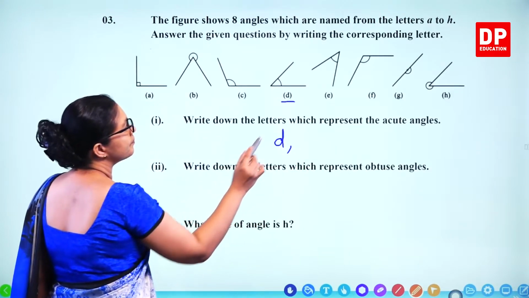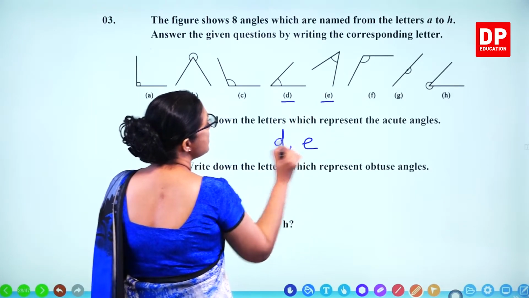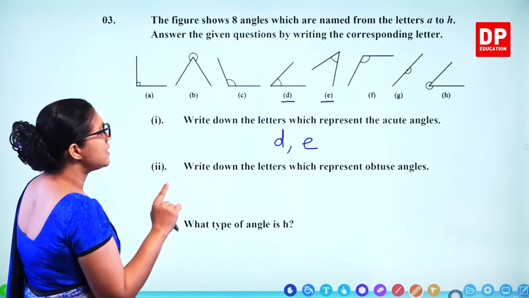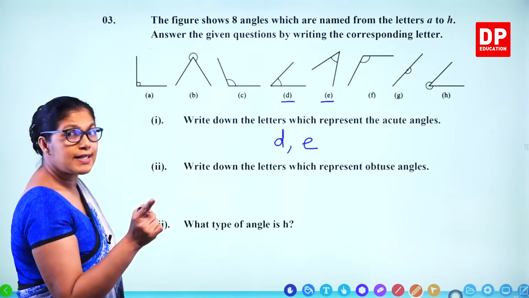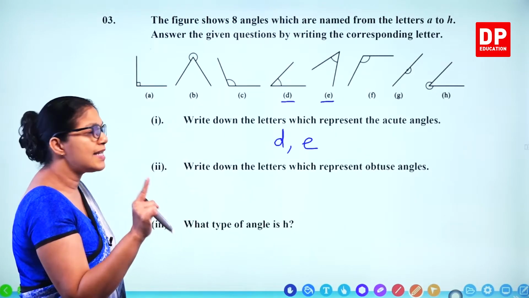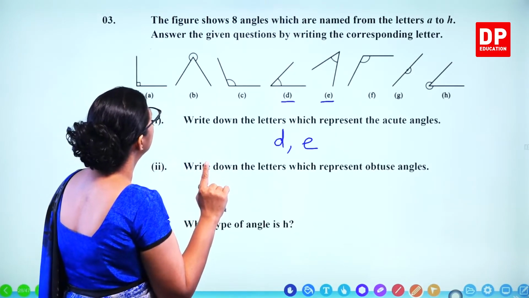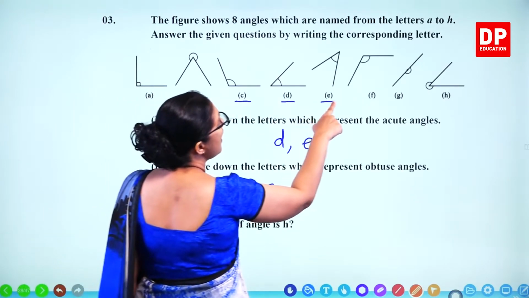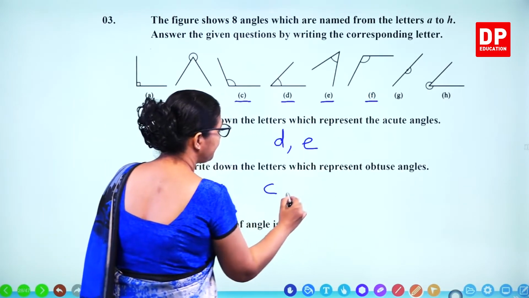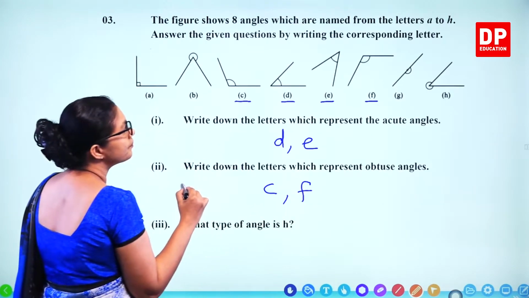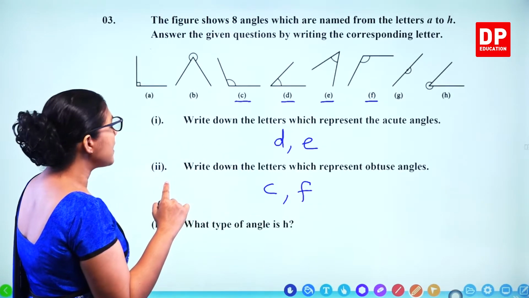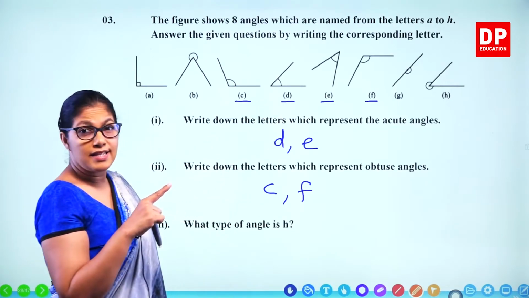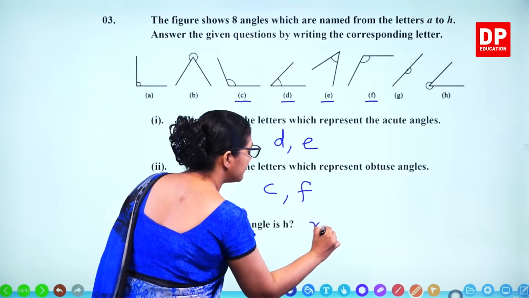D and E. Write down the letters which represent obtuse angles. Obtuse means more than 90, less than 180. You can see C and F. What type of angle is H? H is more than 180. That's reflex angle.